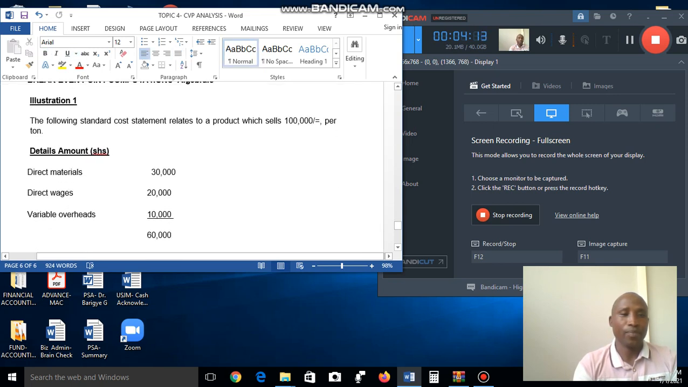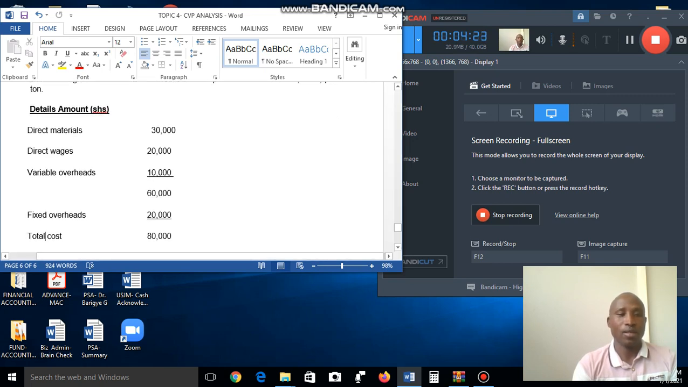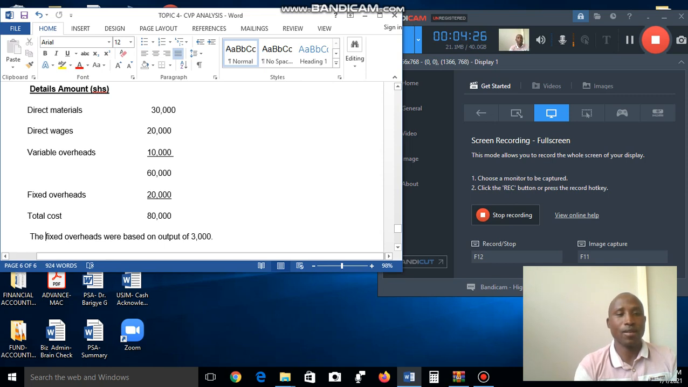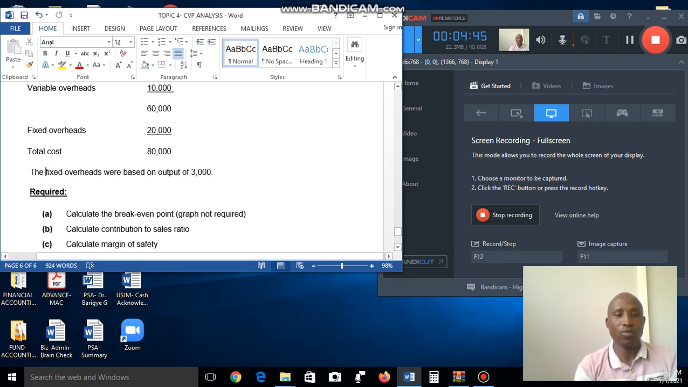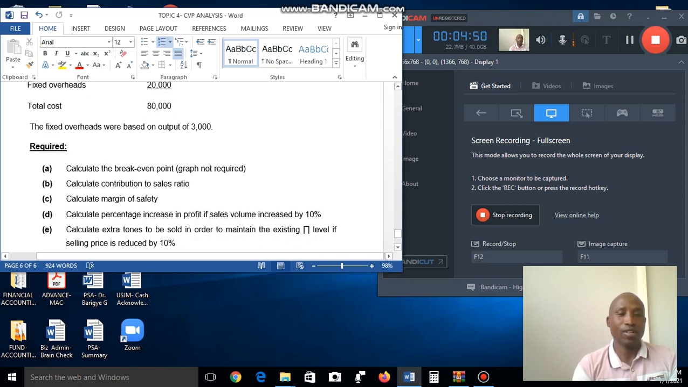So now here, the illustration is very clear that the following standard cost estimates or statements relate to a product which sells at 100 per ton. Details in amounts: we have direct costs, we have direct wages, we have variable overheads, then total variable costs. We add fixed costs, then total costs 80. The fixed overheads were based on output of 3,000. So now you are required to calculate the break-even point.